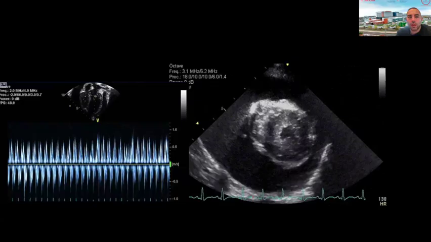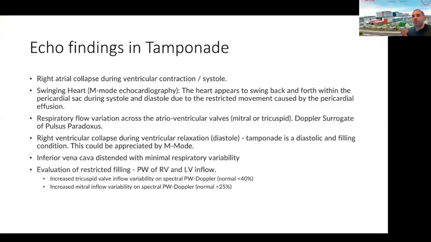Okay. So right atrial collapse during ventricular contraction. So we know that during systole, your tricuspid valve is closed. So if your right atrium is getting collapsed during that time, it's a sign that it could be tamponade. If you have this kind of swinging heart, so sometimes we use the M mode through the heart to see if it's just moving into the pericardial sac. That's been described as a marker of tamponade.